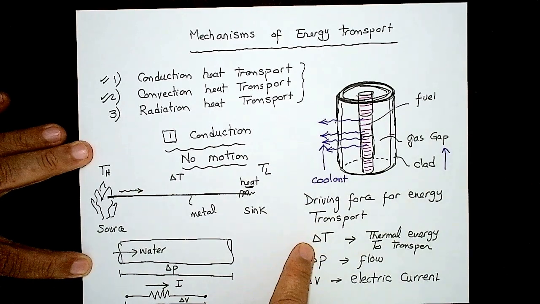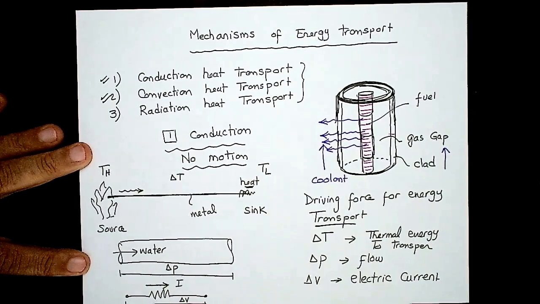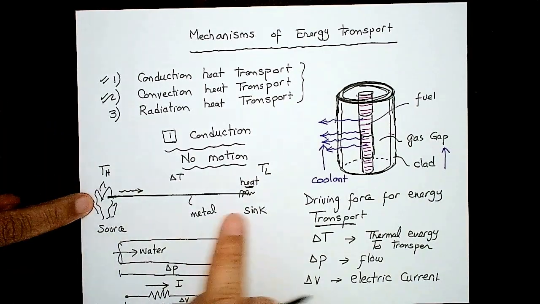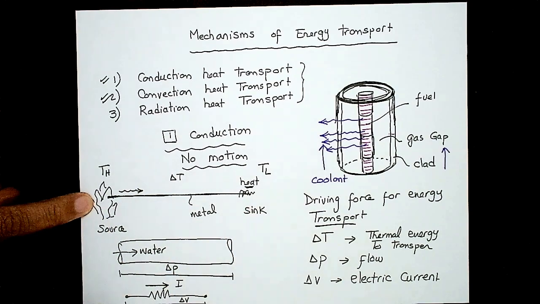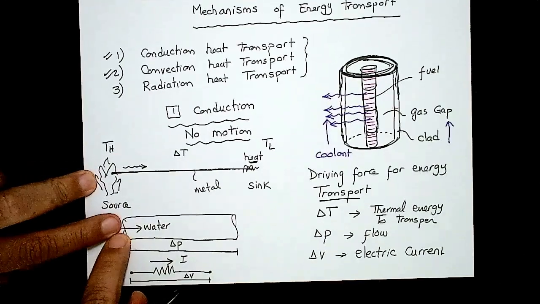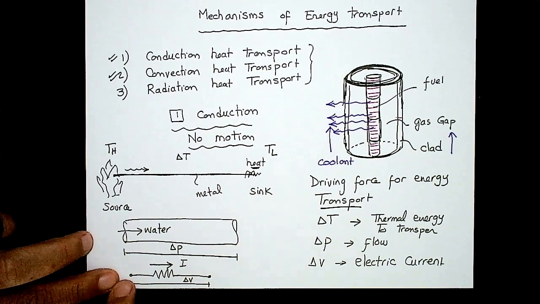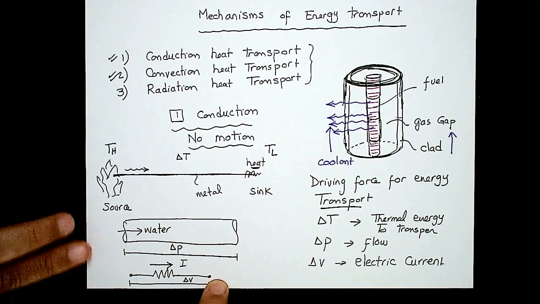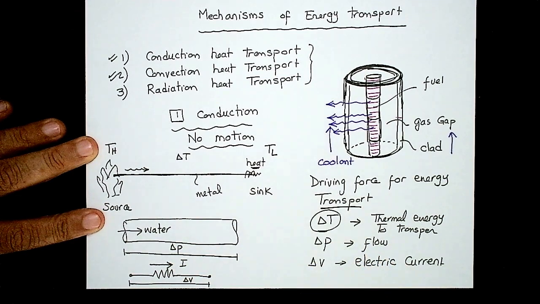That is a required driving force. If that driving force does not exist, there is no transport. That's a condition for transport. Imagine if the fire has a temperature very similar to your hand, there will not be any thermal energy to transport. If the pressure at this point is the same as the pressure at this point, there is no flow of the liquid. If the potential, the voltage at these two nodes is the same, there will be no current going through the resistance. So that's a very essential condition that you need for thermal energy to transport.